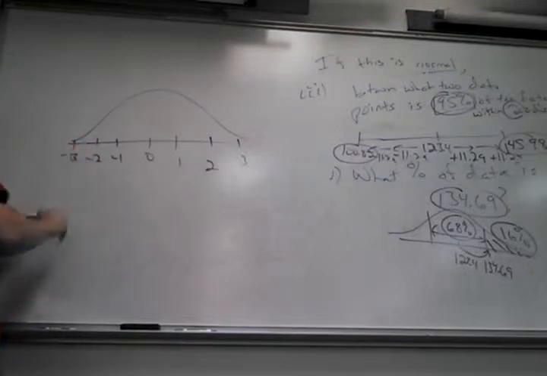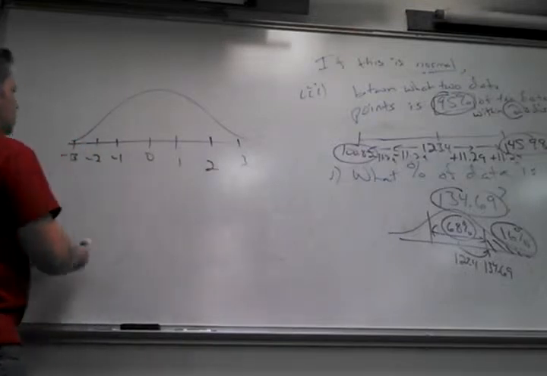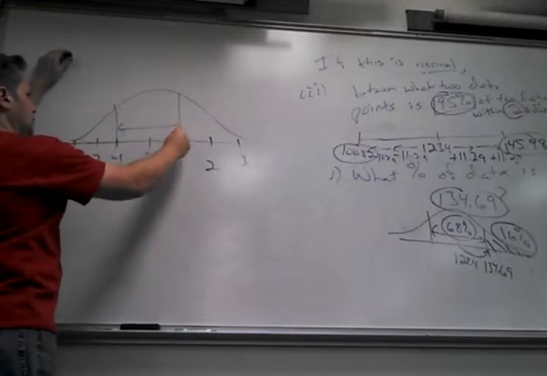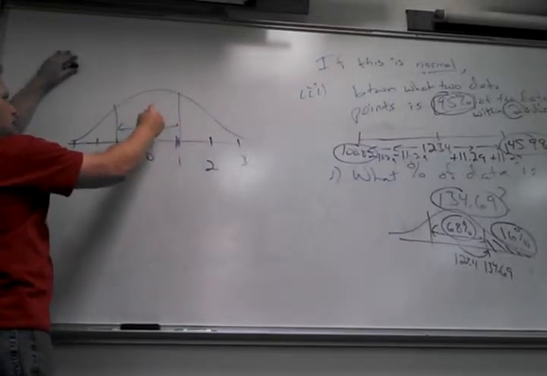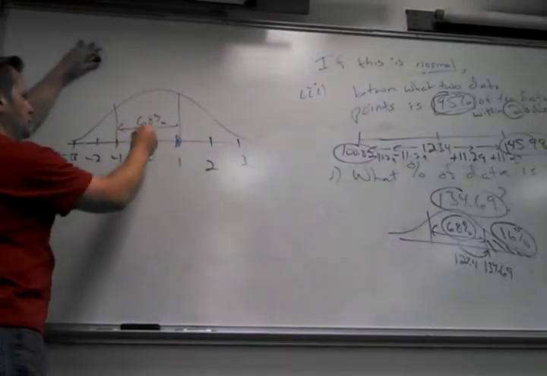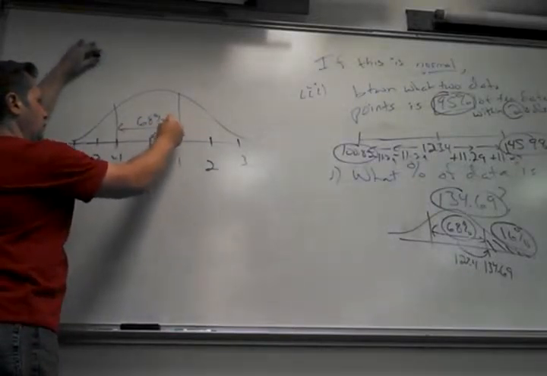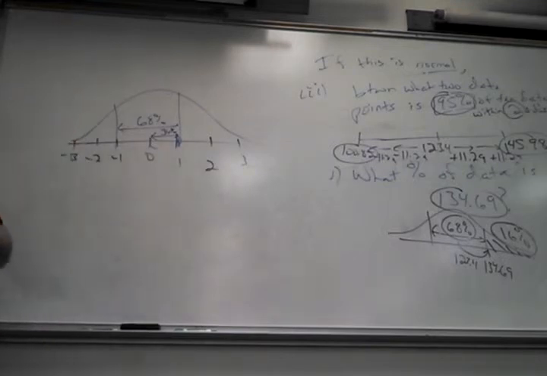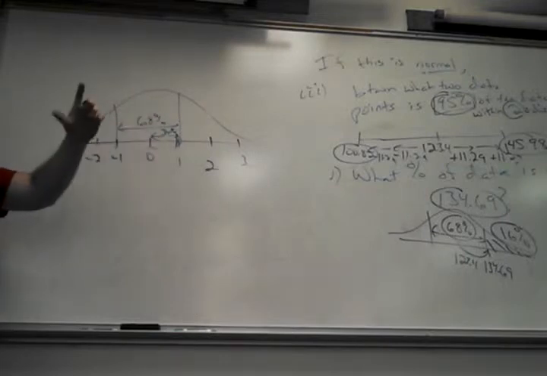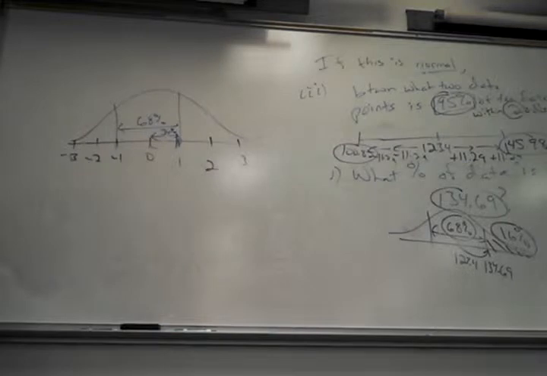Scale sucks, but we'll be okay. So within 1 step, there's how much? 68. So how much is from 0 to 1, for example? 34. See, if you memorize 68, 95, 99.7, you can start playing with it just like this. And it's not that it's difficult. It's just that you got to get used to how to do it.